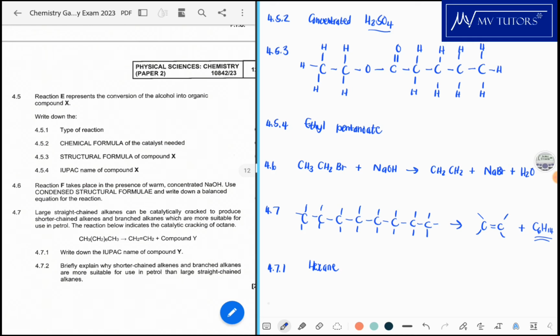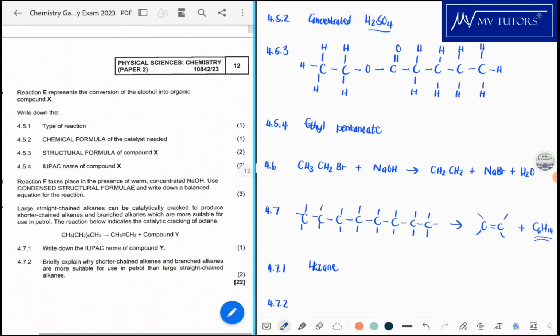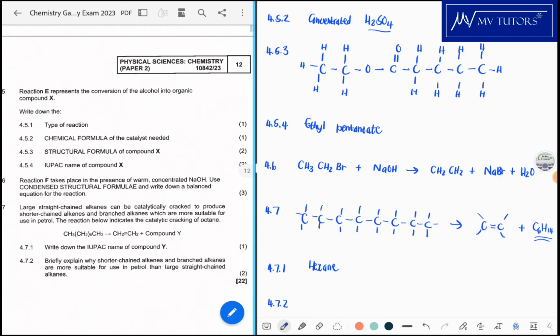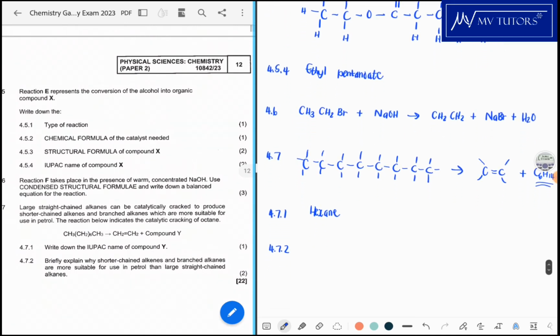And then lastly, are we there? Yes. It says briefly explain why shorter chained alkenes and branched alkanes are more suitable for use in petrol than large straight chained alkanes. So this is where you look at your theory concerning cracking, all right, and give a reason for it. So basically, in shorter chained alkenes and branched alkanes, the surface area is less. Okay, so that's the first thing. We have surface area that is less. All right, and if the surface area is less, it means that your intermolecular forces are actually weaker.